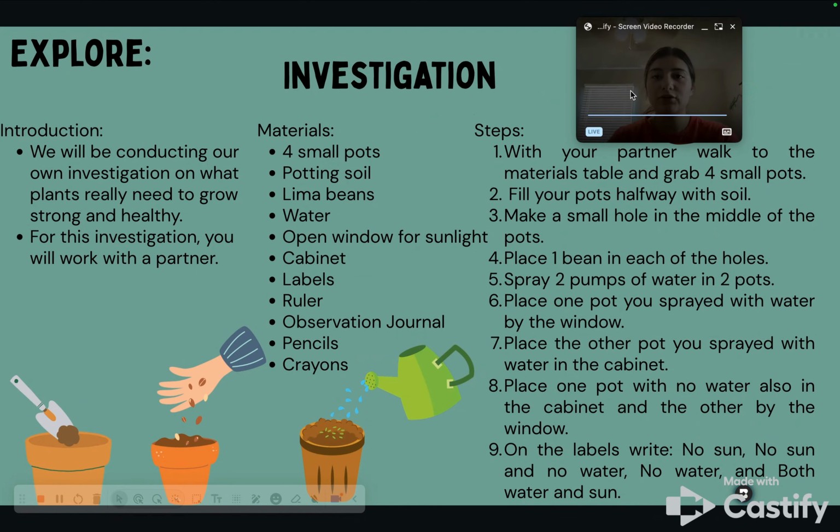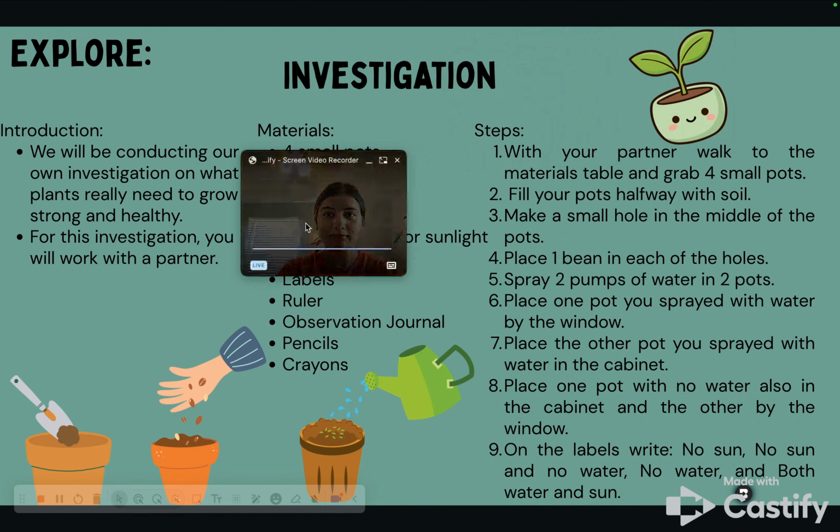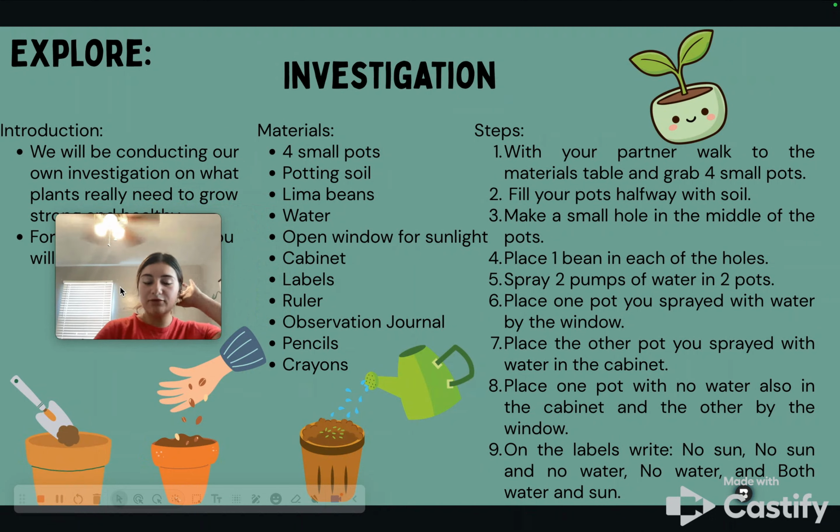Now, I'm going to go through these steps with you, and as I'm going through the steps, you and your partner are going to do the steps. So, step 1, with your partner, you're going to walk to the materials table and grab 4 small pots. So go ahead and do that. Once you have gotten your 4 small pots, you're going to fill your pots halfway with soil. So you're just going to take the little shovel and fill it with soil.